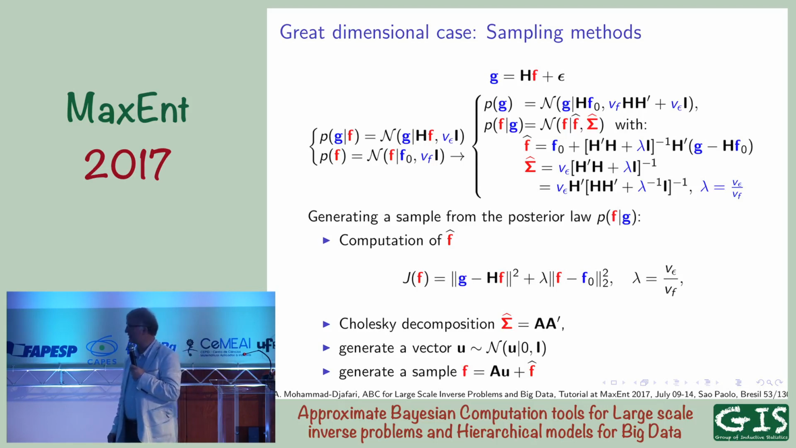separable Gaussian components, then it is easy to show that if you do this transformation, U is here, A is here, and F hat is obtained by optimization, then this F will be one sample of this posterior probability, and you can generate many samples and then use them to do any statistics or any inference. But the main difficulty, of course, is how to do this Cholesky factorization.